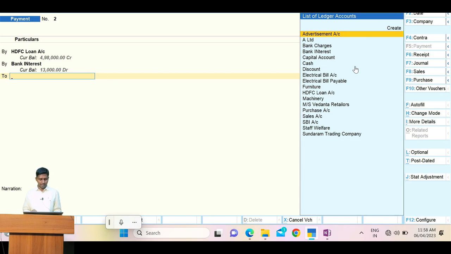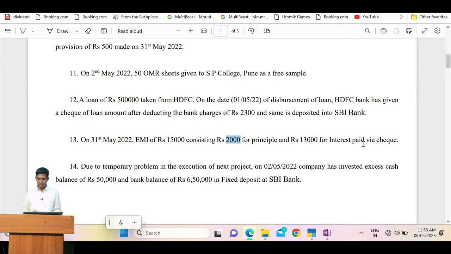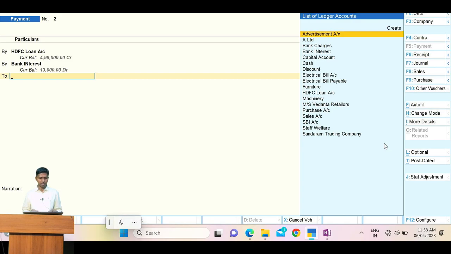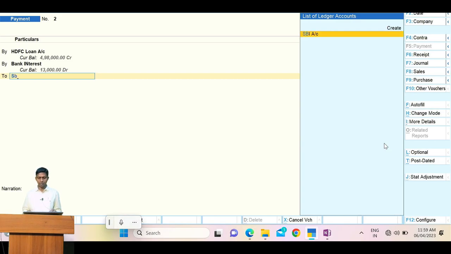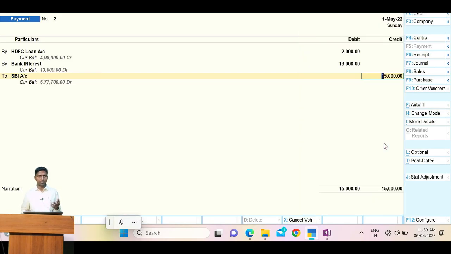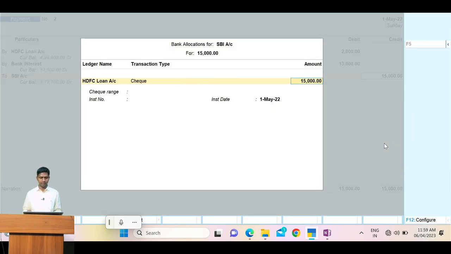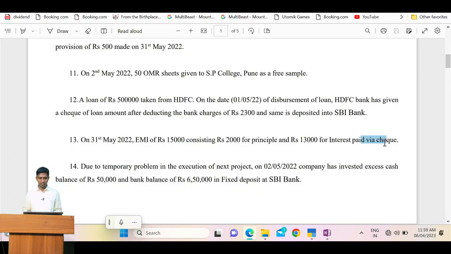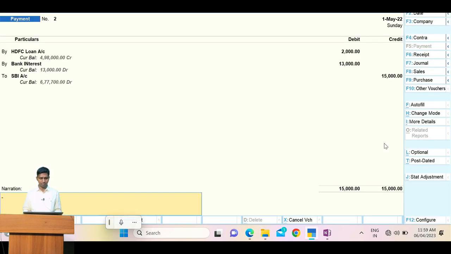And then what? Via check. Check, yours is SBI. That means you must have given check of SBI. From whichever bank you have, you will give the check from that. So this SBI is your bank, so we have given the check from this, so select SBI here. Instrument number and all, we don't know. Enter, enter, enter. And then date, on 31st May we are paying.